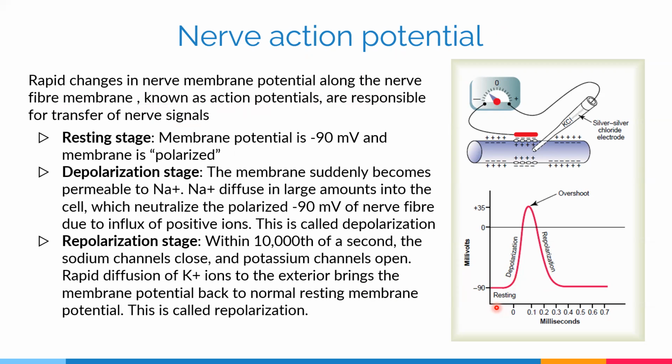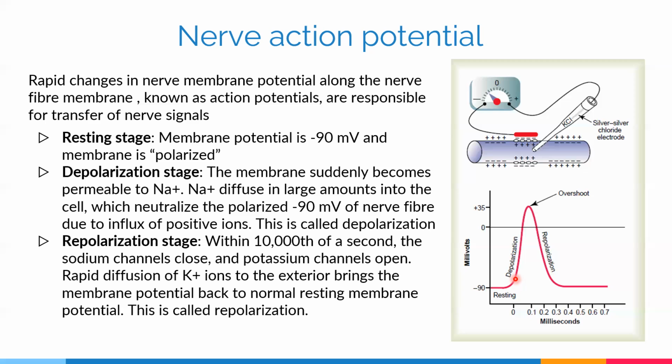In this stage, the nerve is said to be polarized. Then the next step is the depolarization stage. The membrane becomes suddenly permeable to sodium. This permeability increases way higher than the base permeability of sodium. And thus, sodium ions diffuse in large quantities into the cell, which neutralize the polarized minus 90 millivolt of nerve fibers.